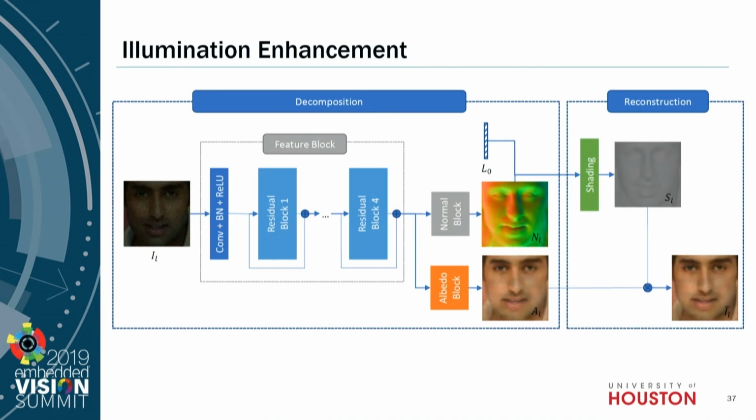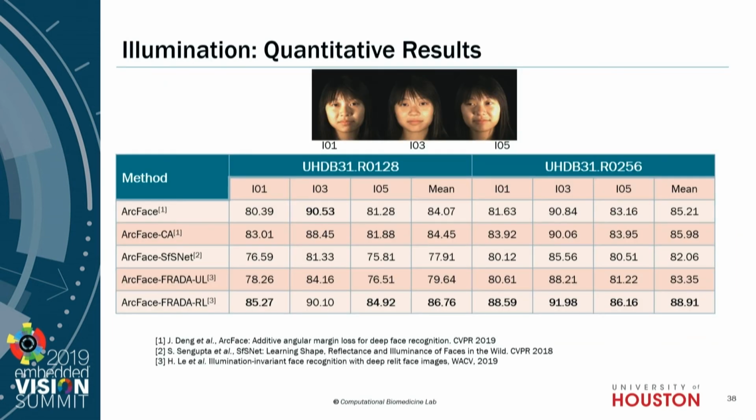So again, this is a system that we have developed at the University of Houston, where we are able to estimate the albedo and the normals, and then reconstruct a well-lit image that we can use for comparison. So here you can see the result of this algorithm on different illumination conditions.